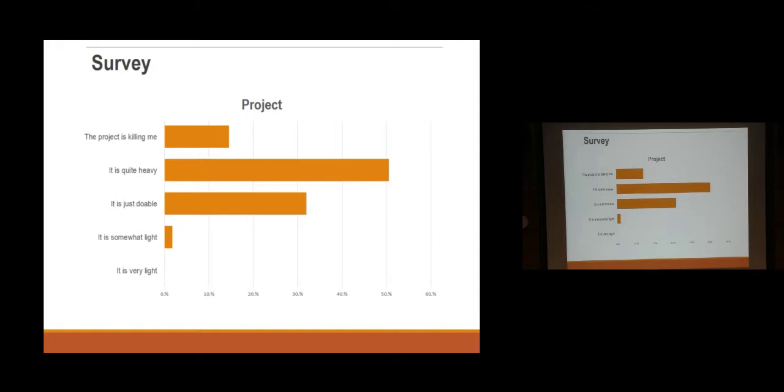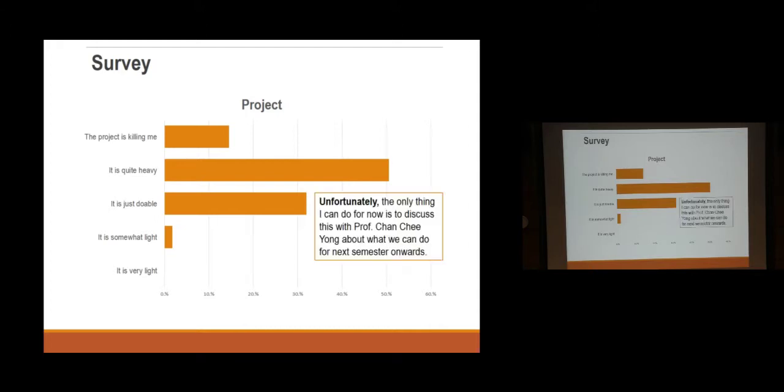I cannot really do much about it. The only thing I can do is I've already started talking with Prof. Chan Chi-Yong. So even though it doesn't really affect you, it may help reduce the workload for the subsequent module. Okay?